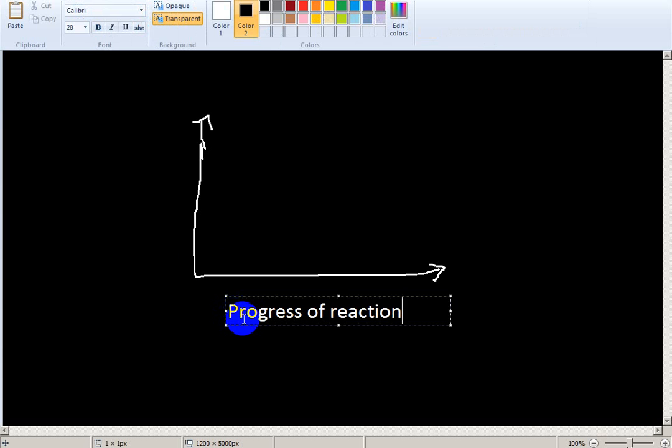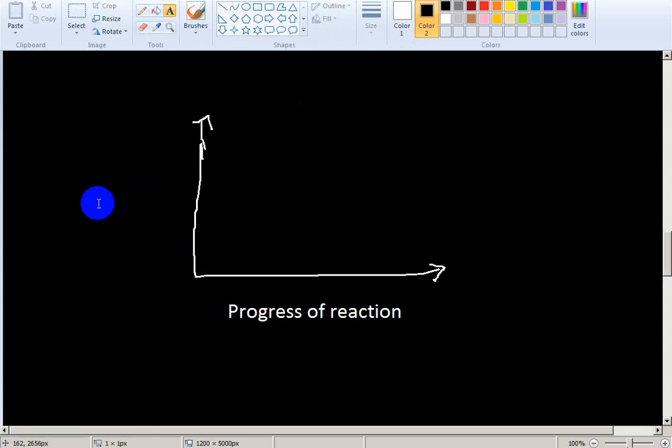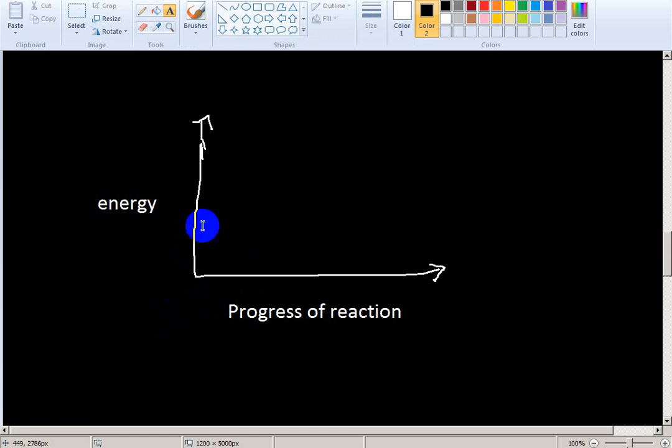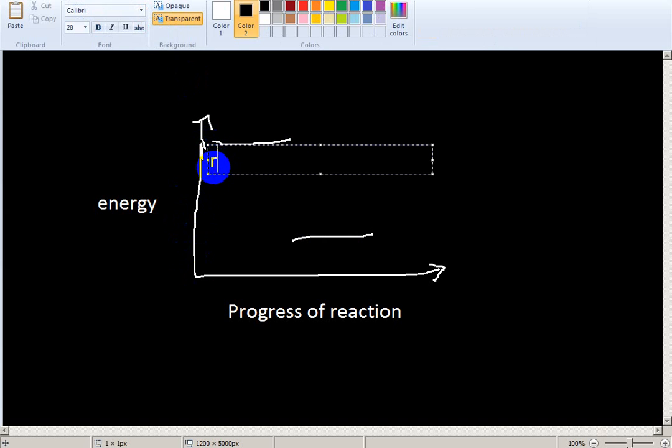Reaction. Here in the y-axis you write energy. We know that in an exothermic reaction, the reactant energy is more. So we write reactant energy on top, and below we write product energy. Energy is increasing upward. Reactant energy is more in exothermic reactions, and product energy is less.